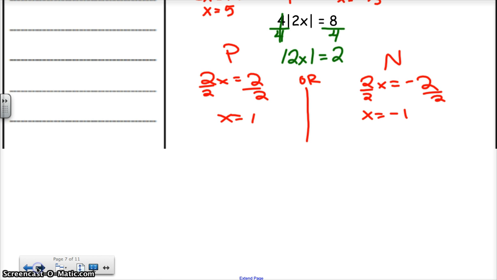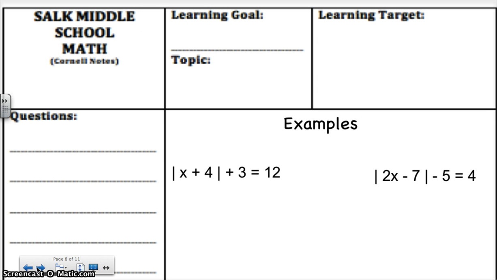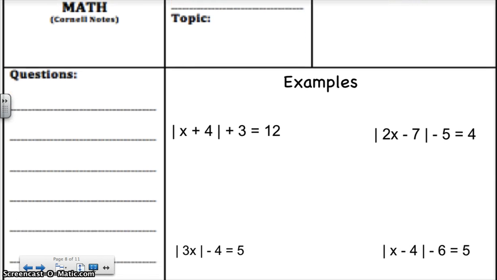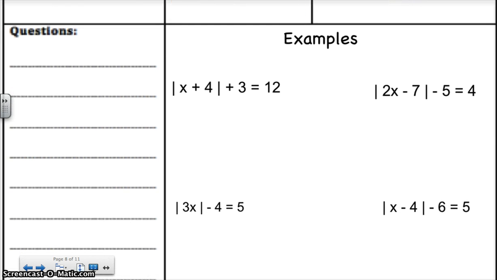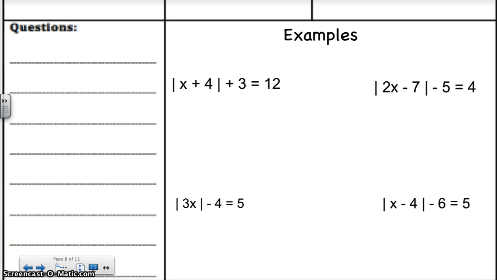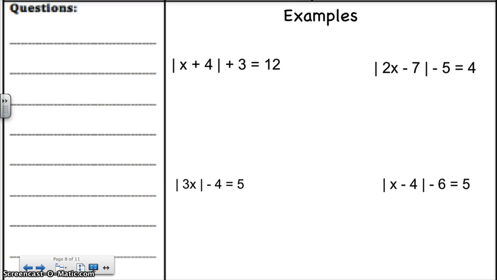What's this next page all about? Hey, more examples. Perfect. Reminder, don't make cases unless the absolute value sign is what? Alone. Don't make your cases unless the absolute value sign is all by itself.